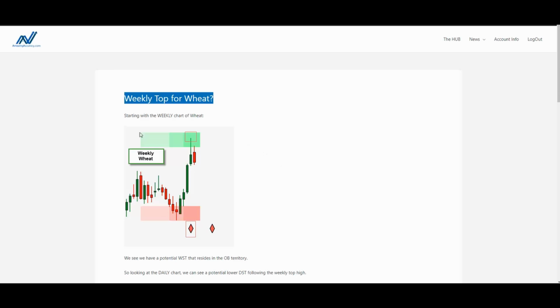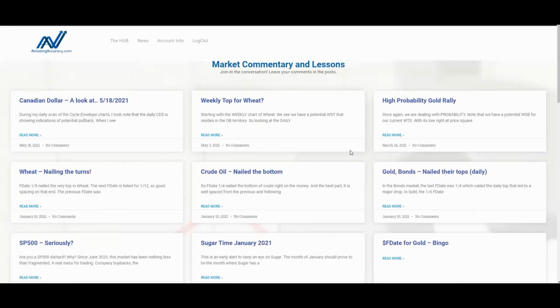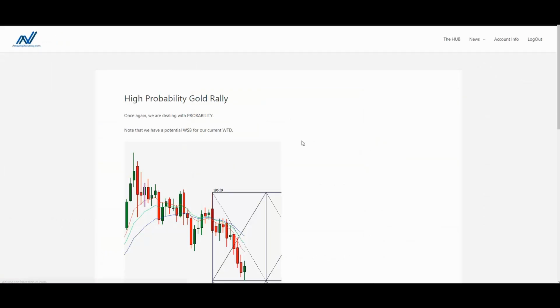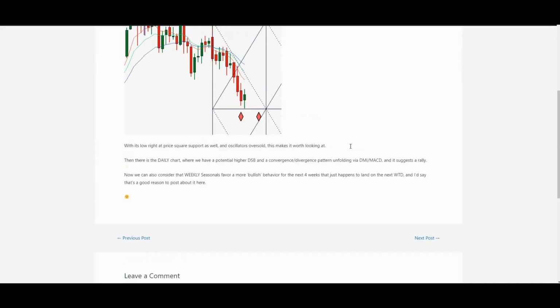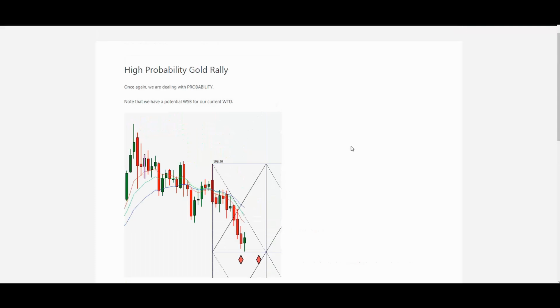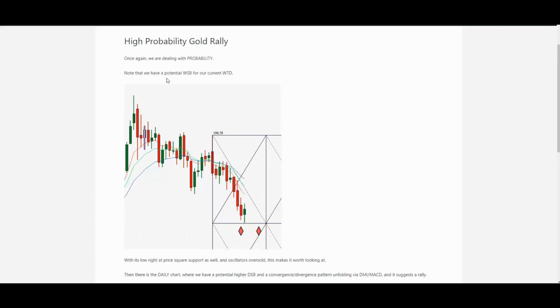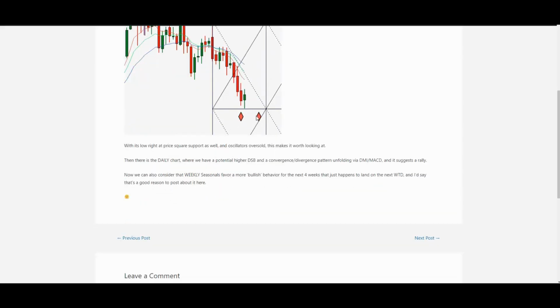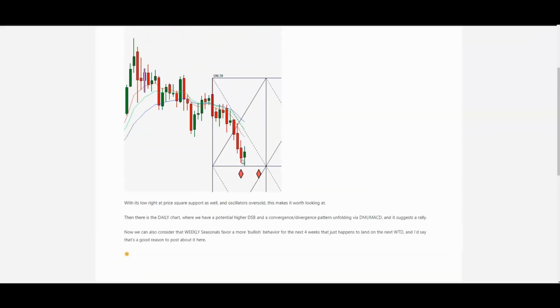All right, now the next thing here, for example, is gold. I did a video on this. You can see March 14th is the date listed for this posting. And here I said, hey, we have a potential weekly swing bottom for the current weekly turn date. All right, and I highlight this low right here in gold.